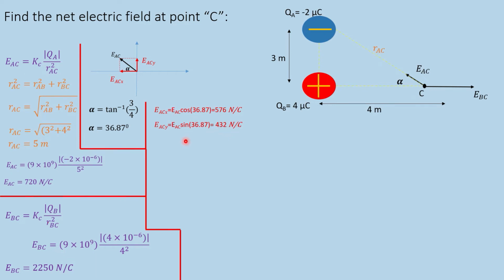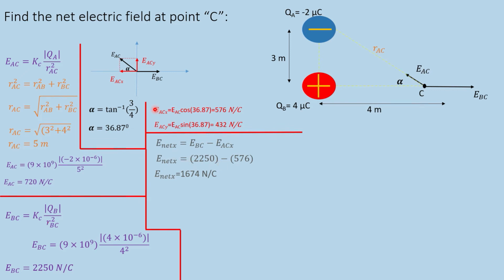Now it's time to calculate E net x, which is the resultant electric field along the x-axis, and E net y, which is the resultant electric field along the y-axis. For this reason, I will copy EBC and add it to this axis. Now, EACX, we have EBC minus EACX. So E net x is equal to EBC minus EACX. We replace EBC, which is 2250, minus EACX, which is 576 newtons per coulomb, and we get the answer.